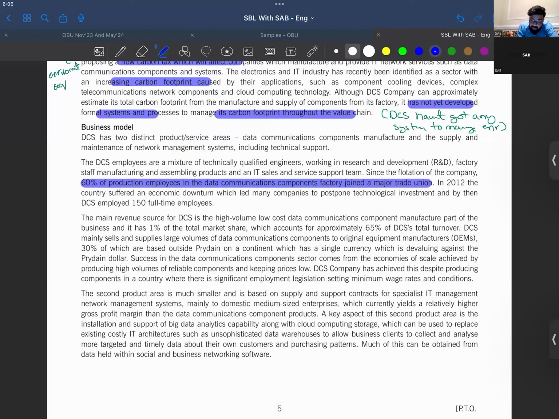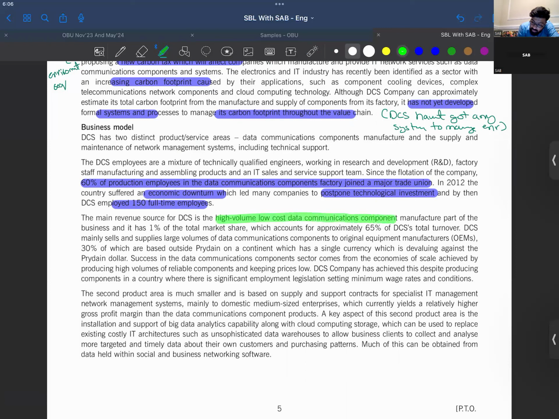In 2012, this country suffered an economic downturn, which led many companies to postpone their technological investments. So economic downturn, postpone technological investment, and then DCS employed 150 full-time employees. Now, the main revenue source from DCS is the high volume, low cost data communication component manufacturing business.